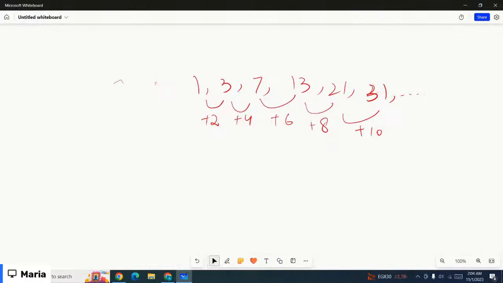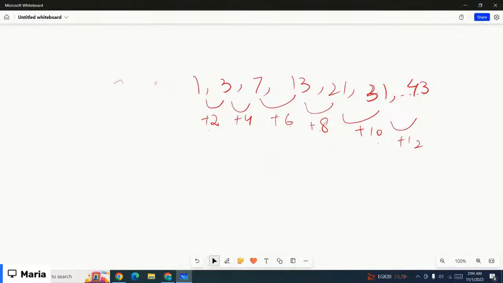The pattern is increasing by even numbers, right? The amount to add increases by 2 each time. Like this one is 2, then the next one is 4, then 6, then 8, then 10, right? That means the next one you can make by adding 12. So 31 plus 12 is 43. So that means the next number in the sequence is 43, right?